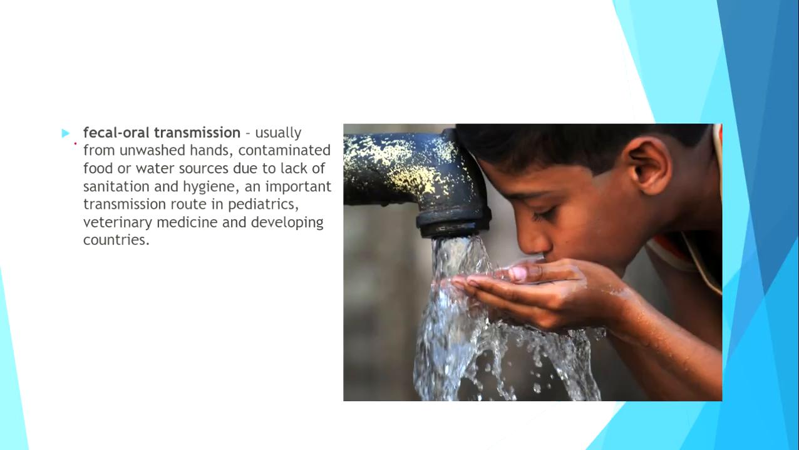Fecal-oral transmission occurs usually from unwashed hands, contaminated food or water sources due to lack of sanitation or hygiene. It is an important transmission route in pediatrics, veterinary medicine and developing countries. As we see here, a young man drinks water from his own hands. If he didn't wash his hands with soap, he can get a fecal-oral transmission of infection.